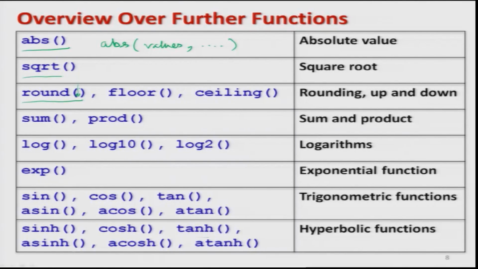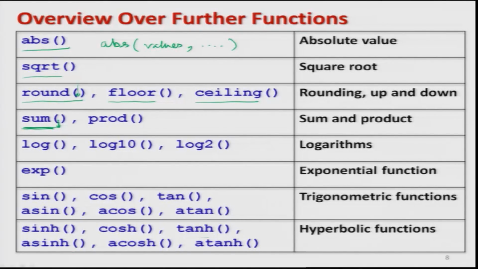Similarly, in case I want to round one value up and one value down, then we have the functions floor and ceiling. And similarly, if I want to find out the sum of several values, I can use the built-in function sum, and again inside this bracket I have to give all the values, and the outcome will be the sum of all the values which are prescribed inside the bracket.